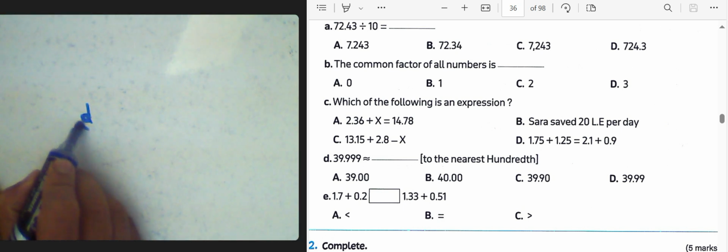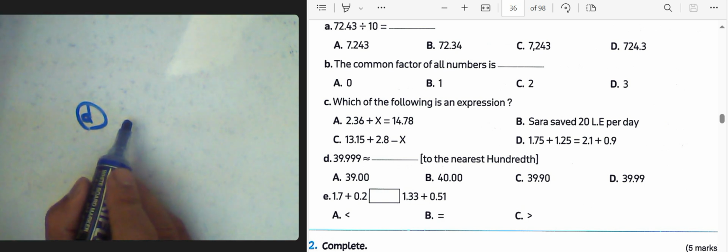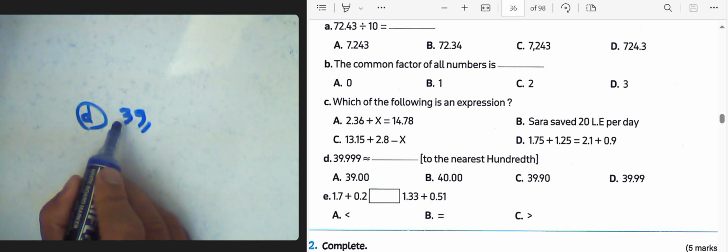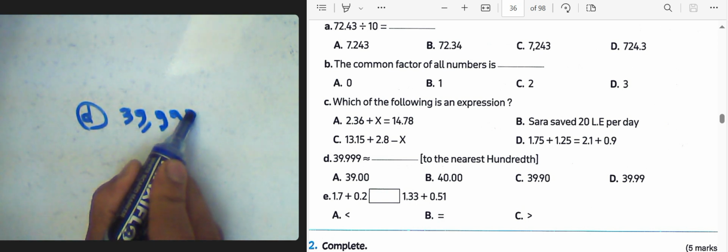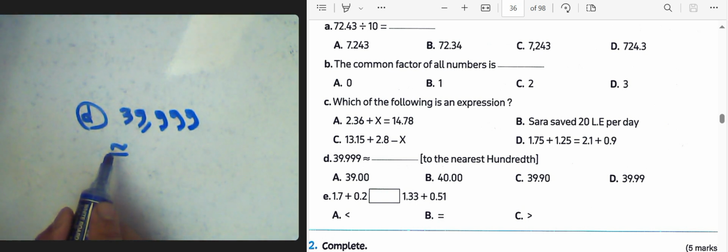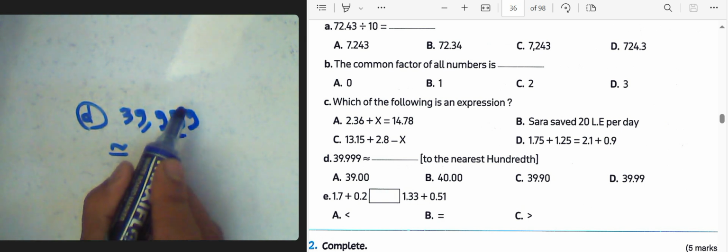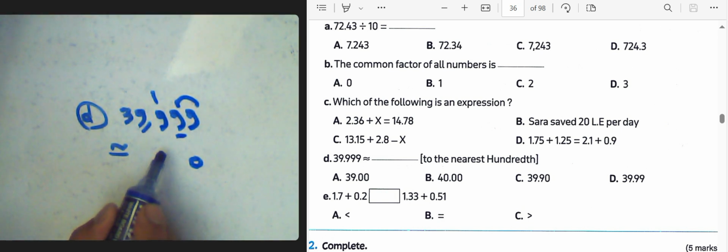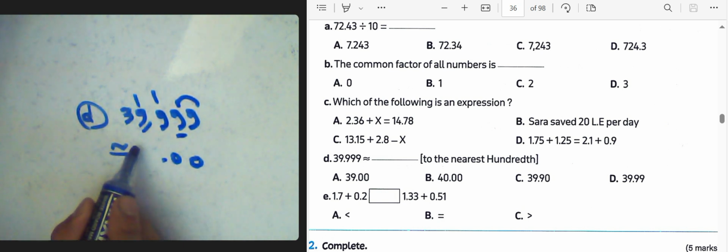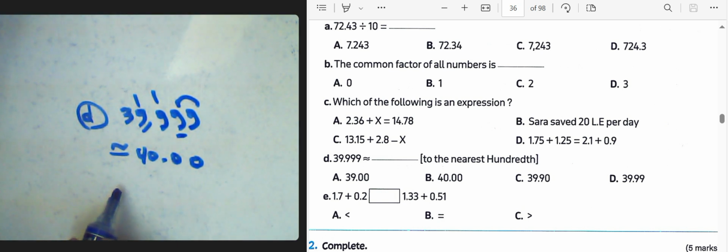Question letter D, we have 39 and 999. We want to approximate it to the nearest hundredth. Hundredth here, it will be 9. 9 plus 1 will be 10. 0 and carry up 1. 9 plus 1, 10. 0 and carry up 1. 39 plus 1, it will be 40. This is the result. Approximated to the nearest hundredth will be 40.